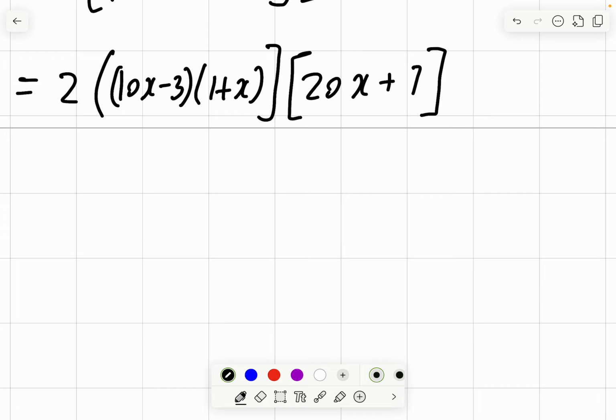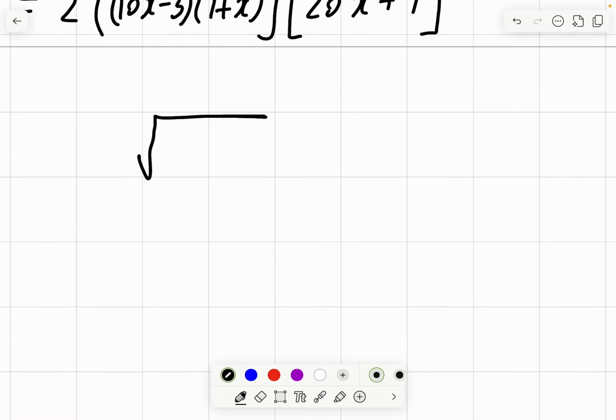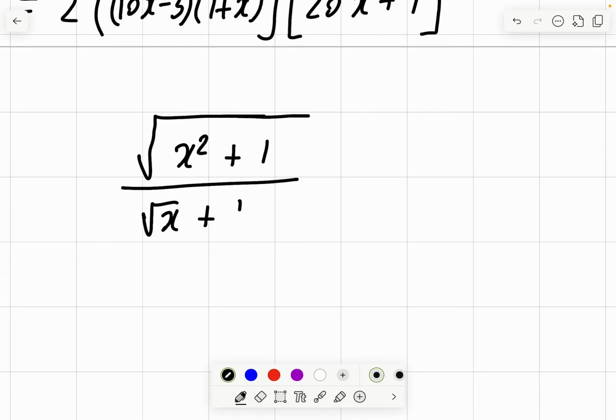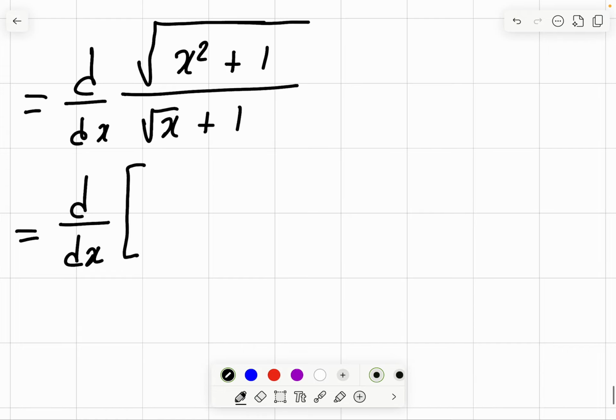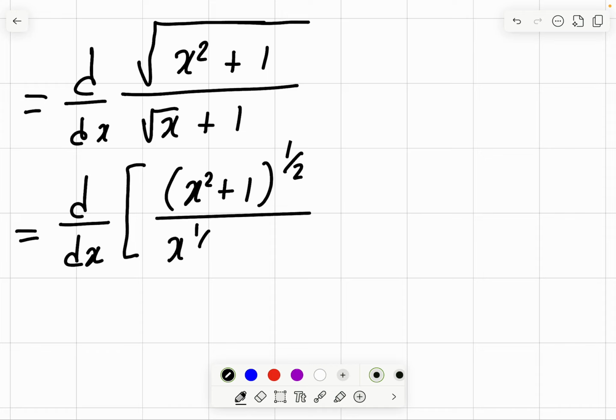Let me check another one. It says square root of x squared plus 1 divided by square root of x plus 1. I'm going to say d over dx equals. I start by simplifying. I haven't yet started deriving, hence I'm not removing that d over dx. This is the same as x squared plus 1 to the 1 over 2, divided by x to the 1 over 2 plus 1.